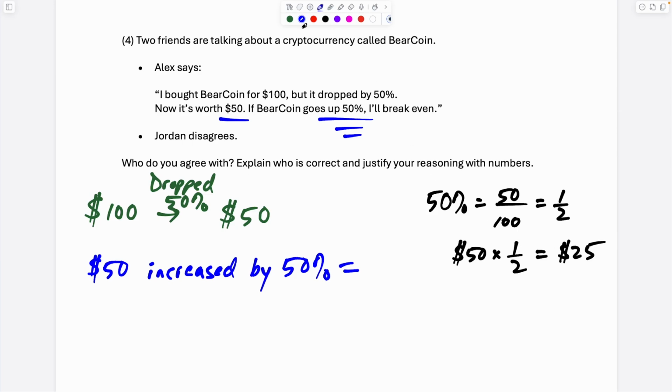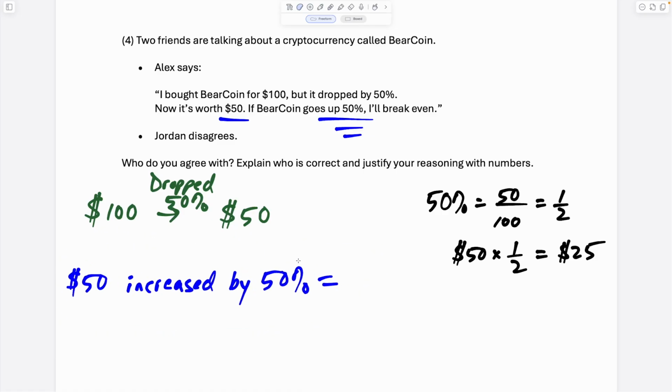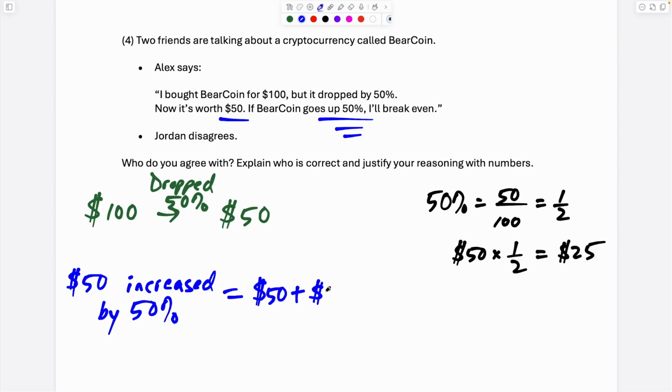So if we look here at what Alex said a moment ago, so I'm just going to go ahead and make space. So $50 increased by 50%, and we'll squeeze all of this together. We could find this now directly. So we could just take the $50, and now we're going to add 50% of $50, which is $25. So if the $50 Bearcoin goes up by 50%, it's going to go up by half of its value. So it's going to increase by 25, bringing it to a total of $75. But now let's think about this. If we look at the $75, is this the exact same amount as the original price? And it is not, okay?